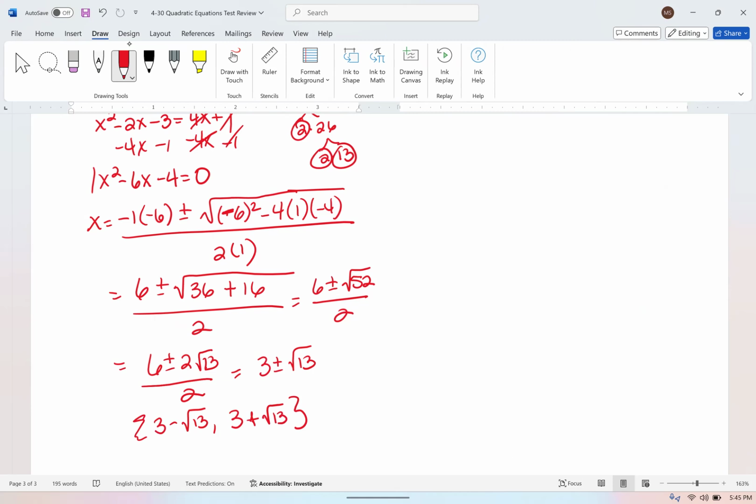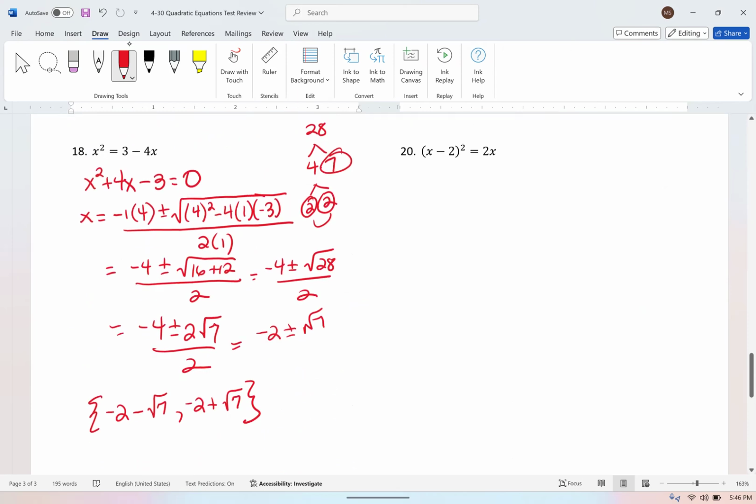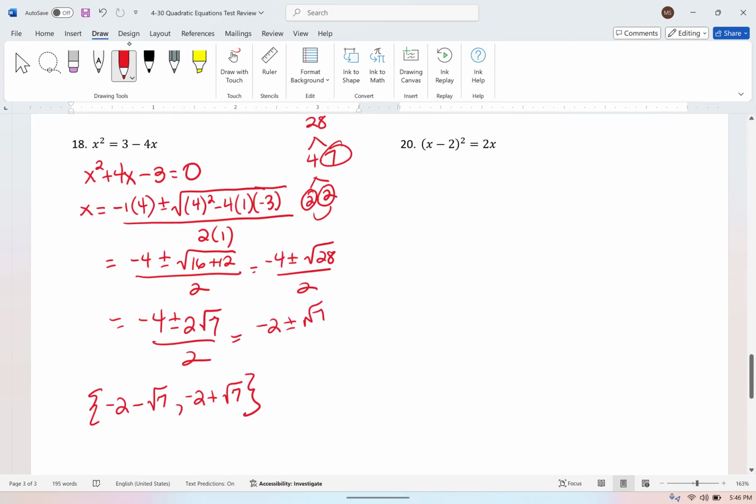All right. And we're down to the last one, number 20. X minus 2 squared equals 2x. So I need to make a box again. Because remember, when you're squaring a binomial, what you're really doing is multiplying it by itself, x minus 2 times x minus 2. So this is going to give us x squared minus 2x minus 2x and positive 4. These combine together to give you x squared minus 4x plus 4.